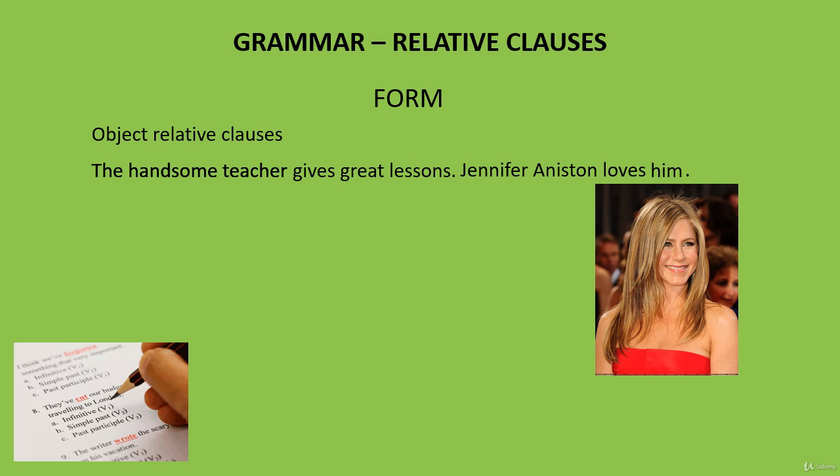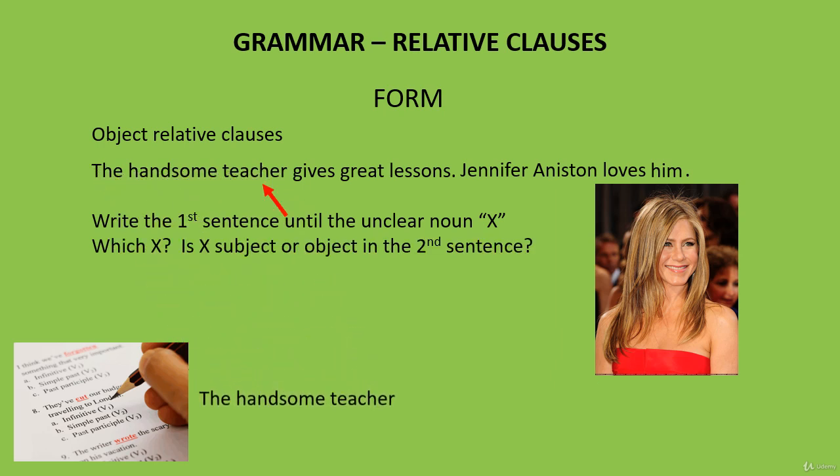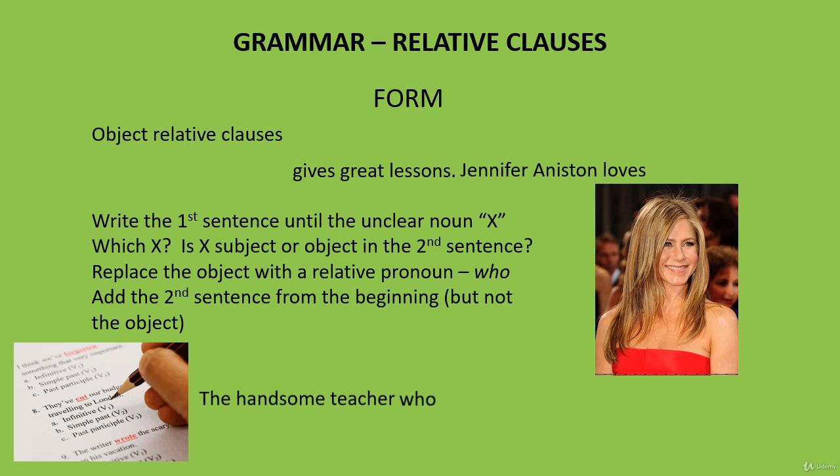We follow exactly the same steps as for subject-relative clauses. So we write the first sentence until the unclear noun, which is teacher. In the second sentence, teacher is the object. Jennifer Aniston loves him. We replace the object with who for people, then write that after the noun teacher. We write the second sentence from the beginning, but without the object, because we have replaced it with who.